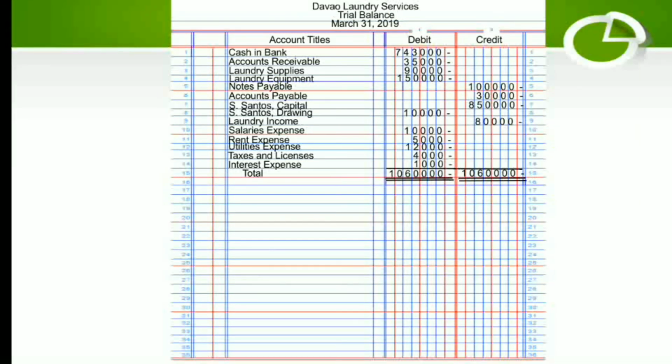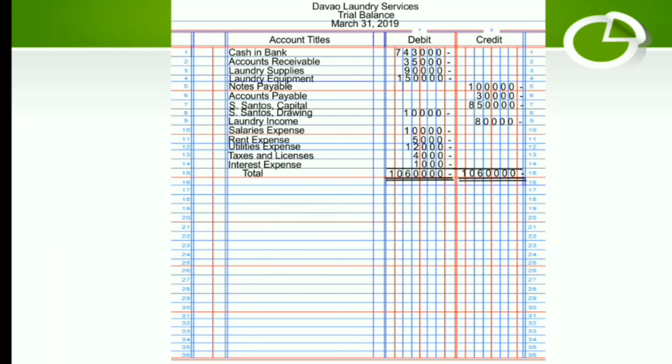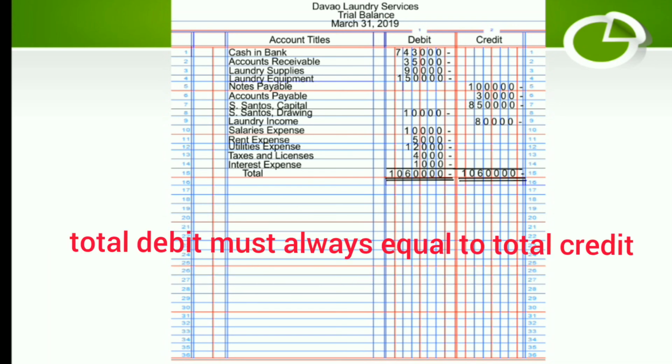Ayan. If the total debit of our trial balance is not equal to the total credit, we call it out of balance. And if our trial balance is out of balance, kabahan na tayo because it's an indication that there is something wrong with our work. And kailangan nating i-review yung trabaho natin in order to correct it. Kasi nga, dapat yung total debit is always equal to the total credit.